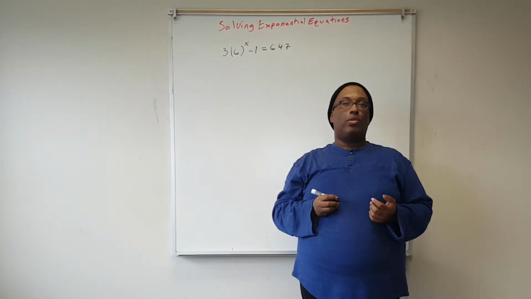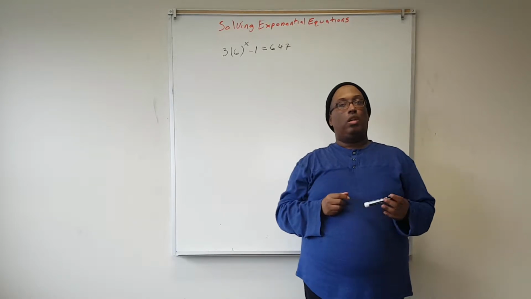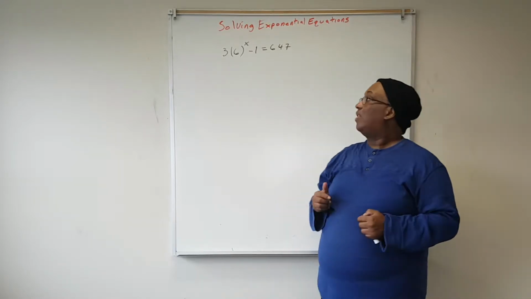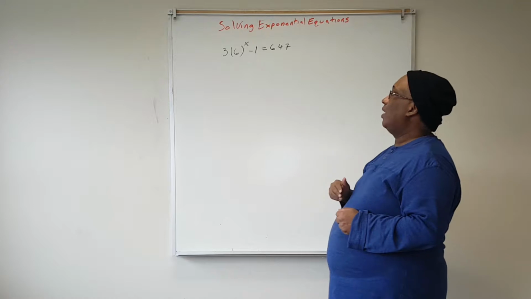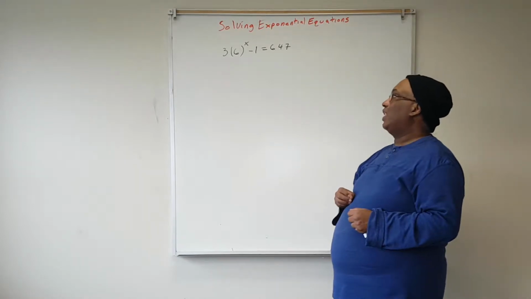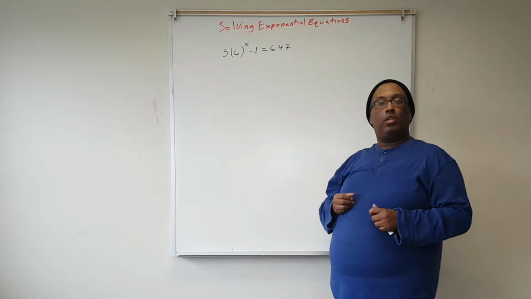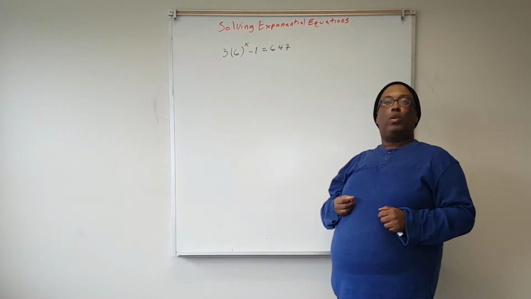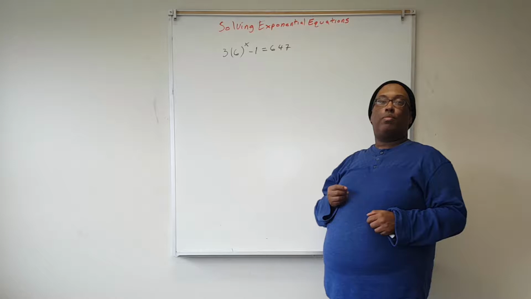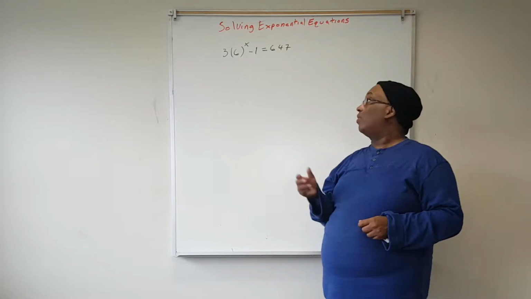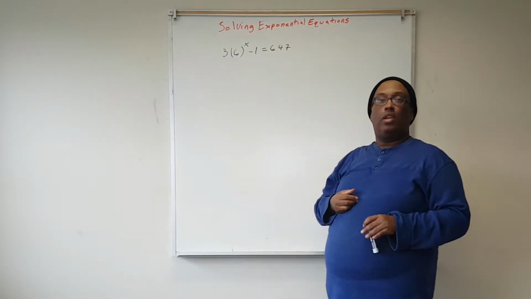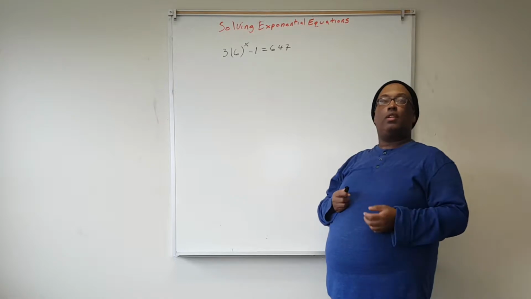Today we're going to go over solving exponential equations, and the way that you do that is you use logarithms, but let's see how we can do this problem. So we have 3 times 6 raised to the x power minus 1 equals 647. You have an exponential equation whenever the variable is in the exponent position, which it is in this case. So we're going to solve it by isolating the variable.